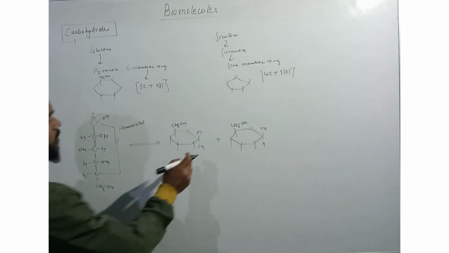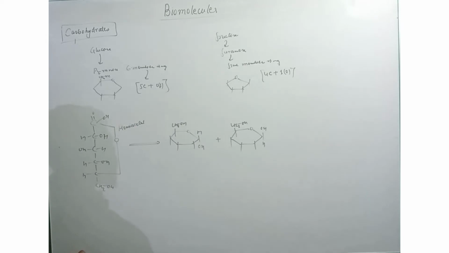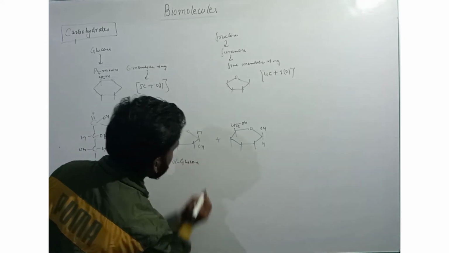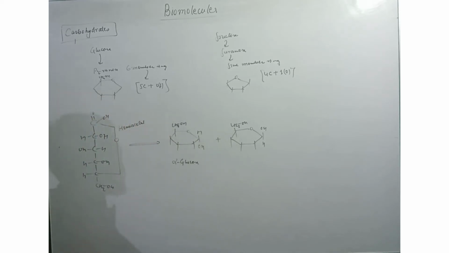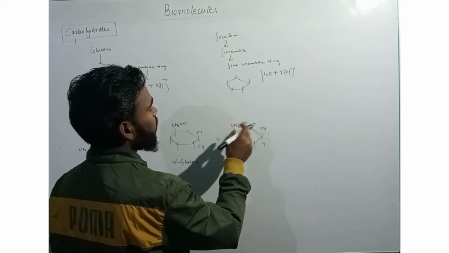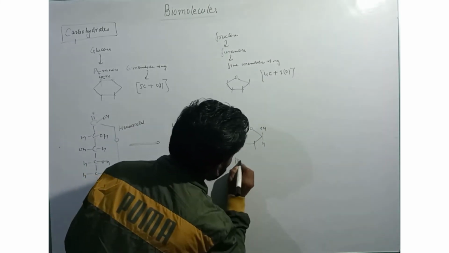If the hydroxyl group is opposite to the CH2OH group, then it is called the alpha form of glucose. Please do remember, it is called the alpha form of glucose. But when talking about the beta form, the hydroxyl group is on the same side as the CH2OH group. That is called the beta form of glucose.